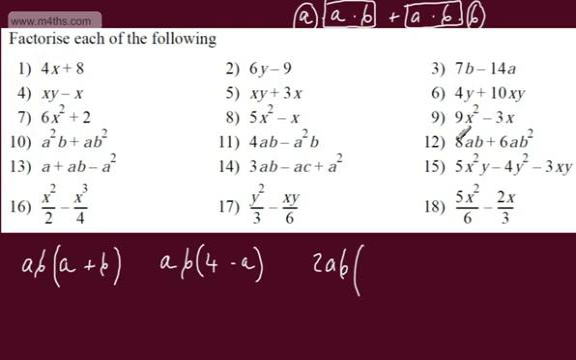What do I need to multiply 2ab by to get positive 8ab? The answer is positive 4. What do I need to multiply 2ab by to get plus 6ab squared? The answer is plus 3b.